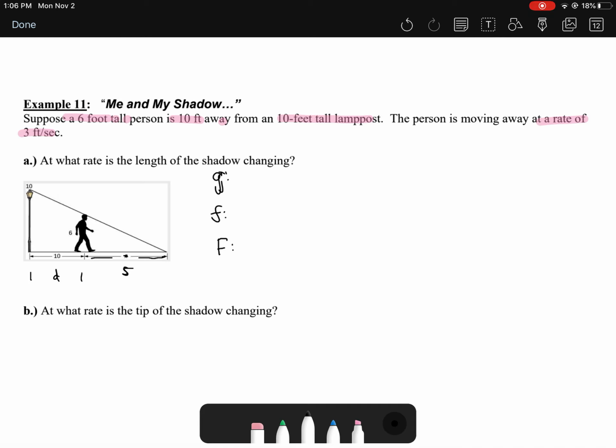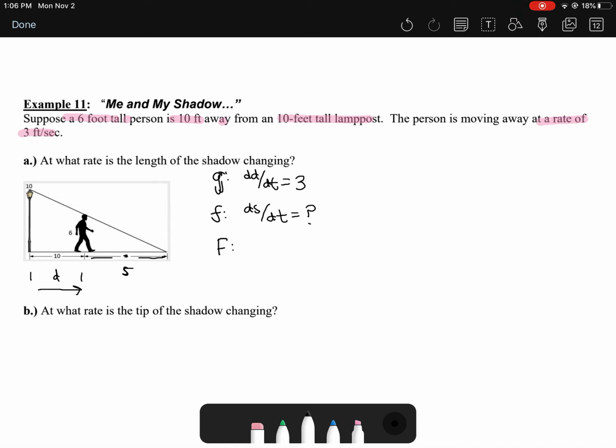Okay, so you're walking away at a rate of 3 feet per second. So I'm walking away, so that means my distance is changing. So dD/dt is equal to 3. And again, because I'm moving to the right, that's why it's positive. Okay, so that's 3. I need to find at what rate the length of the shadow is changing. So dS/dt, that's what I'm trying to find.